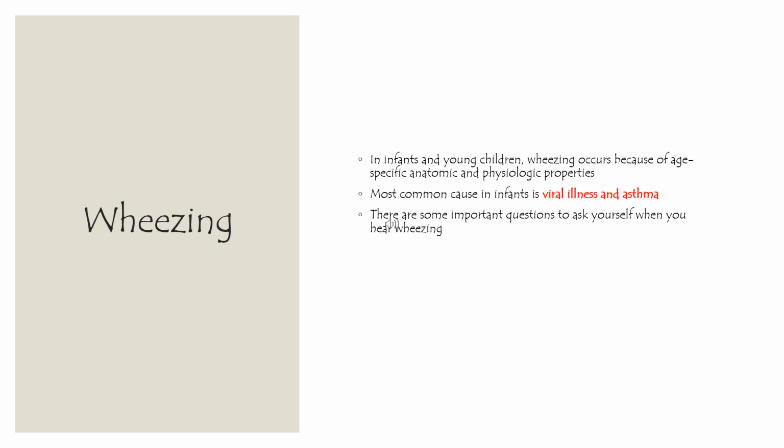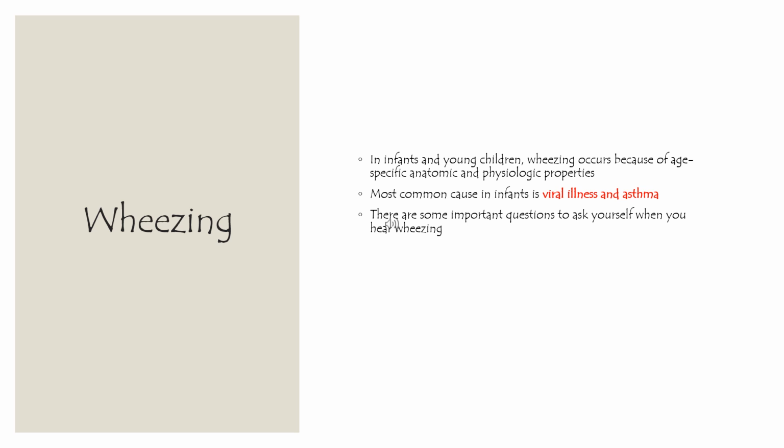First, we'll talk about wheezing. In infants and young children, wheezing occurs because of age-specific anatomic and physiological properties. This involves any pathophysiologic process resulting in impaired airflow caused by a reduction in airway diameter. Most common cause in infants is a viral infection or viral illness and asthma. Virus-specific factors: the ability of viruses to affect the lower airways, induce IgE antibodies, and cause cytokine responses. Host-specific factors that cause wheezing: lung size, parental history of asthma, the atopy triad, and exposure to cigarette smoke.